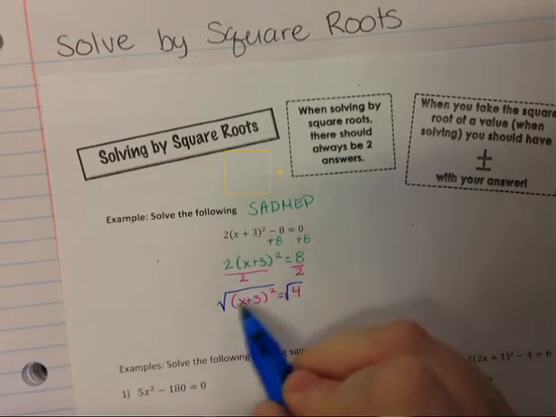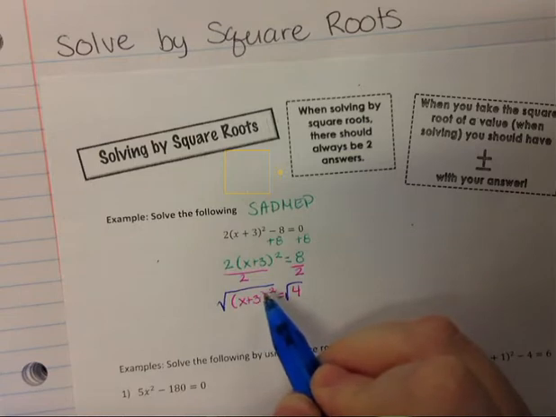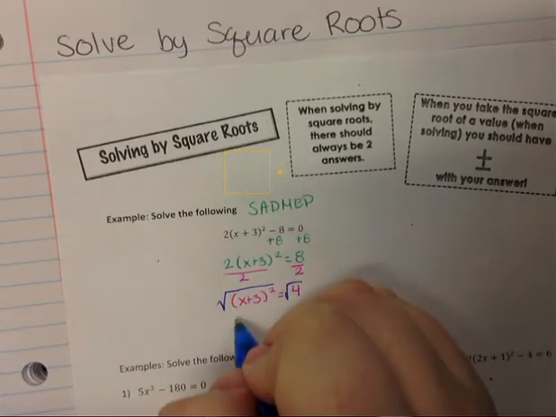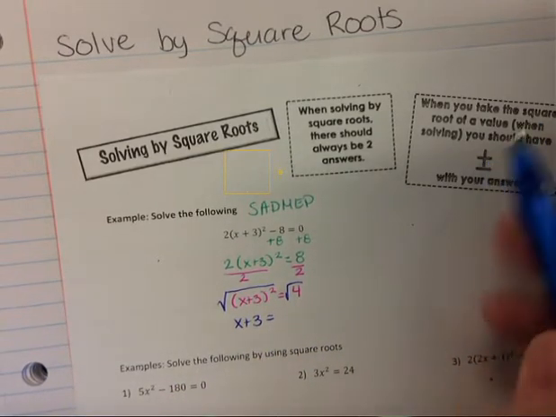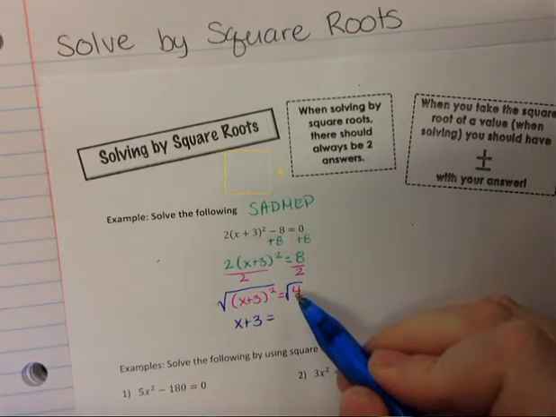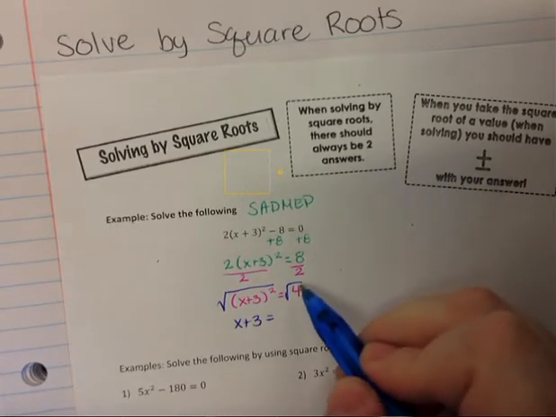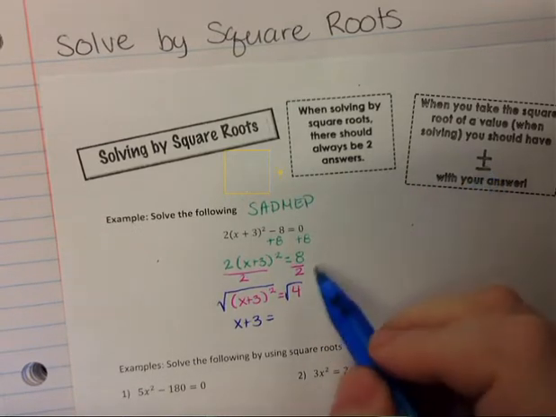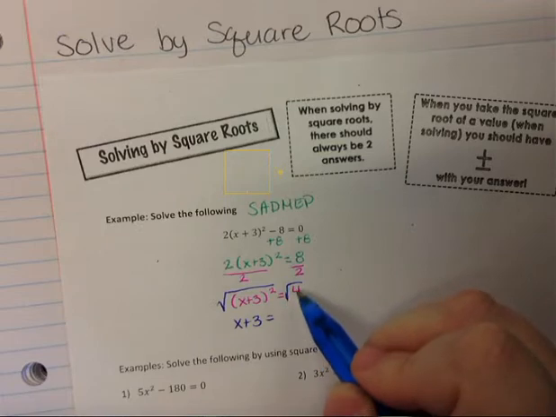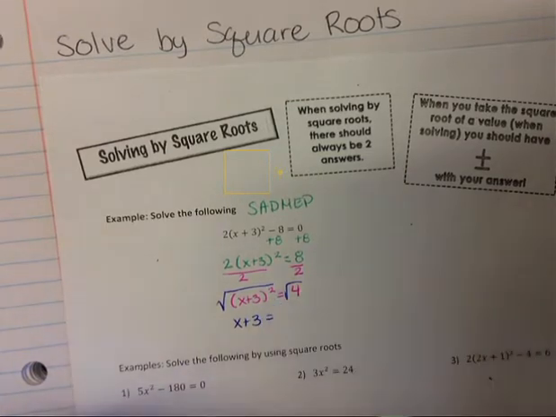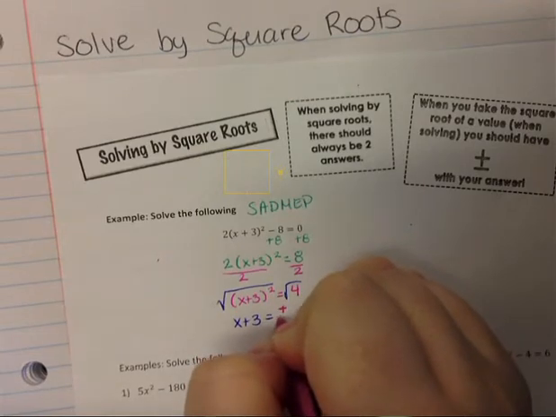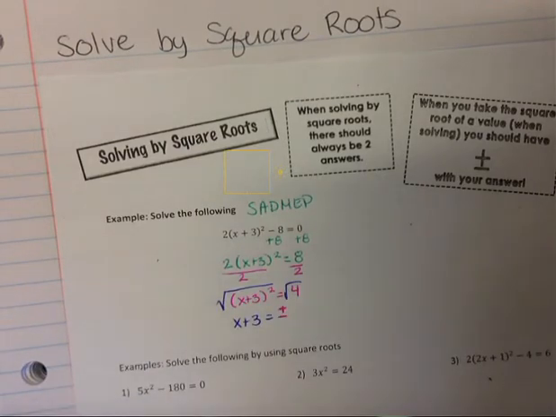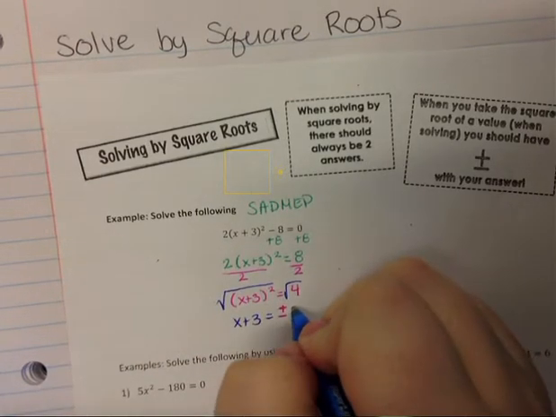So this will stay as x plus 3 because the squared is going away, which is taking the parentheses with it. So we're going to have x plus 3 is equal to, again, right here, the square root of 4, because I'm taking the square root of a value, I have to put the plus or minus with this part right here. This will be plus or minus, and the square root of 4 is 2.